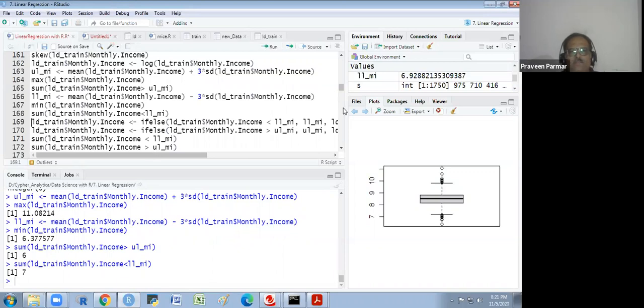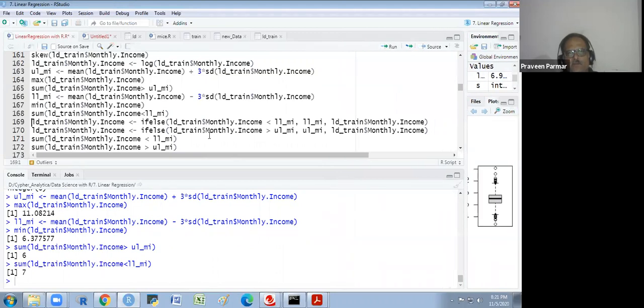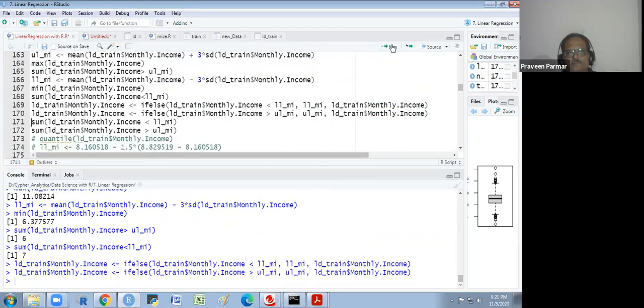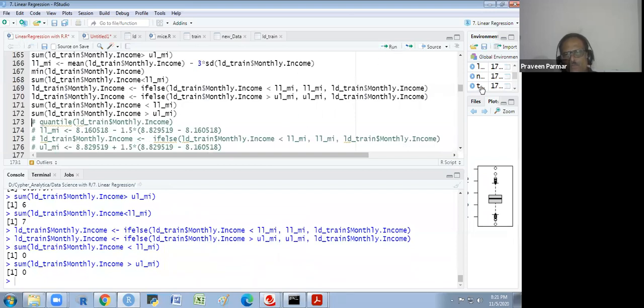Now we are imputing these outliers with an if-else: if LD monthly income is smaller than the lower limit, then it should be the lower limit, and otherwise it stays as it is. First we do this, then we do the upper, and we run both. Now I will show you how many outliers there are. There is no outlier now.